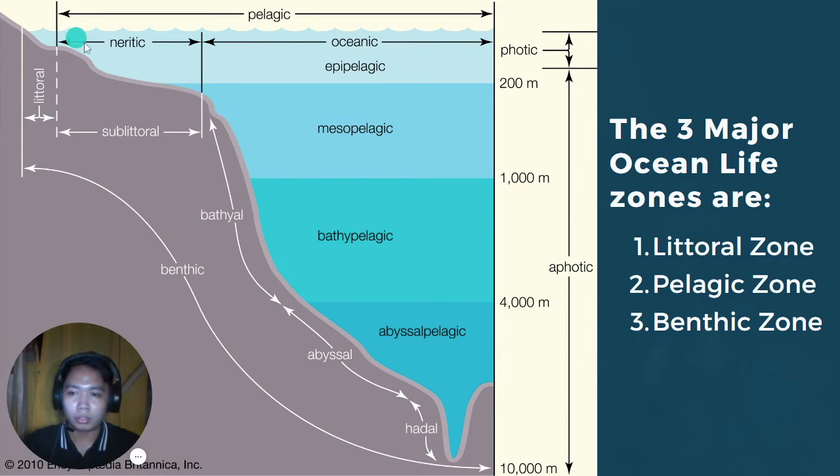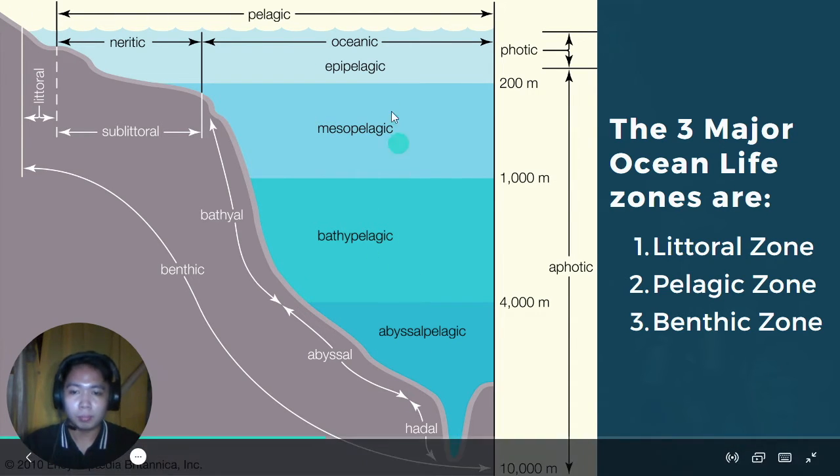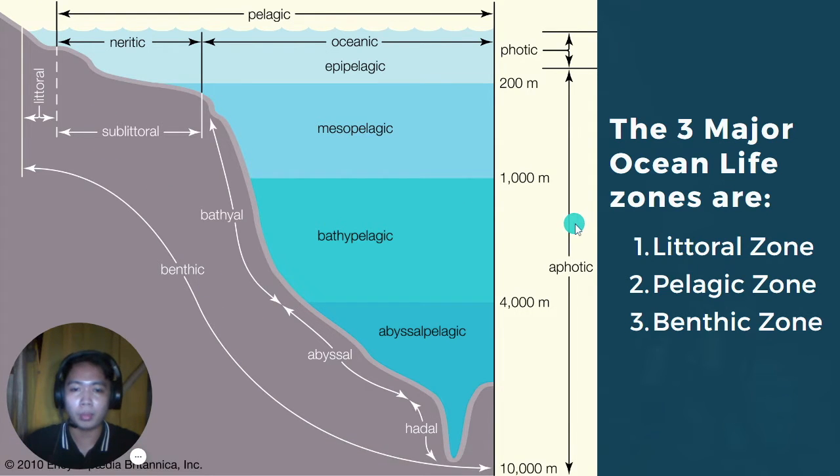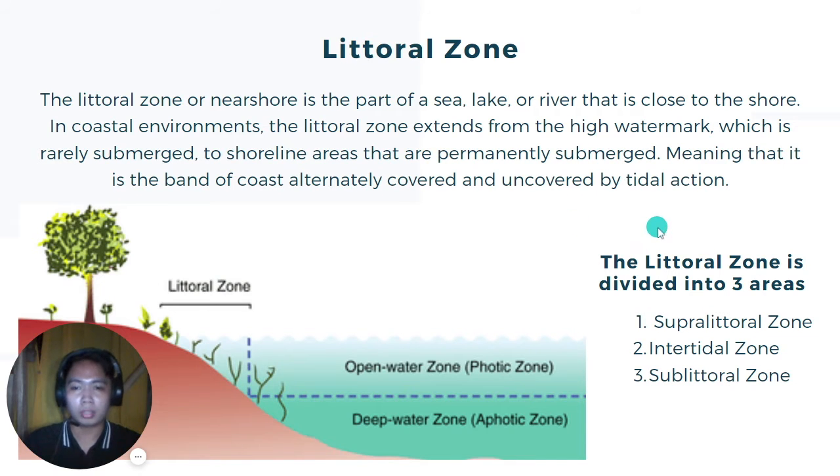These are the littoral zone, meaning near the shore, the pelagic zone, meaning the blue areas, and the benthic zone, meaning the grayish or brownish area. So let's discuss them one by one. First, let's start with the littoral zone.